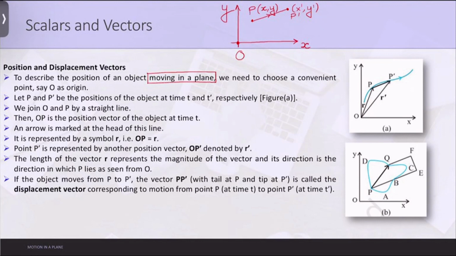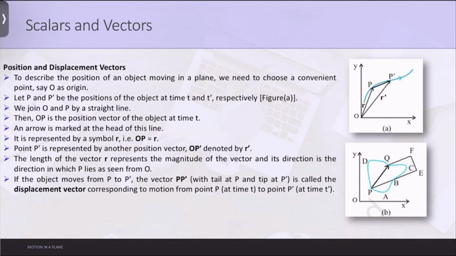Let me explain what is written here. Let P and P dash be the positions of the object at time T and T dash. At some time T the position was this, and at some time T dash the position was this. There was a motion happening and hence there was a change in position. Now some mathematical things will be done here, so let me clear everything.